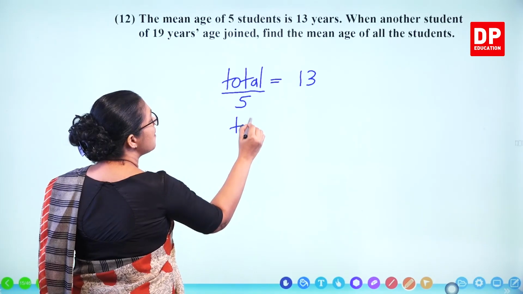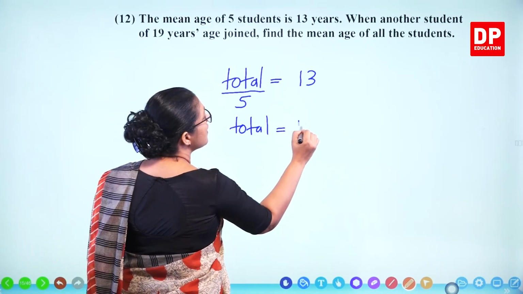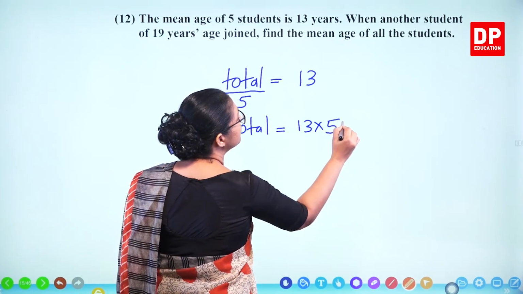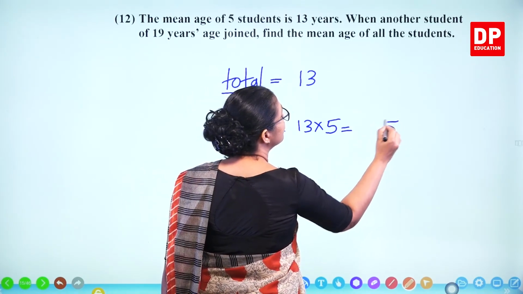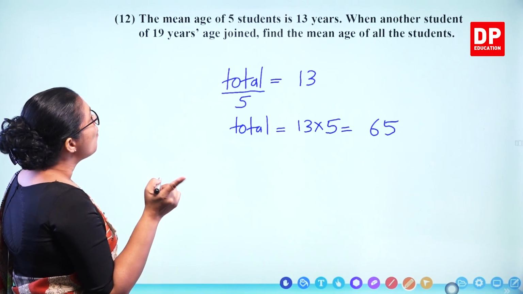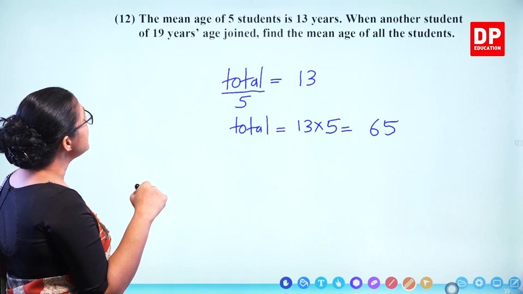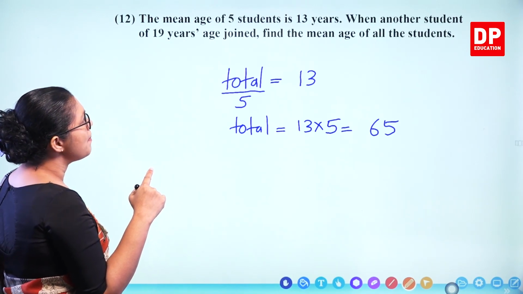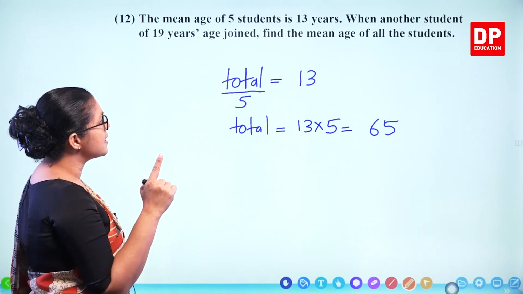So total becomes 13 times 5, 65. Then when another student of 19 years age joined, find the mean age of all students.